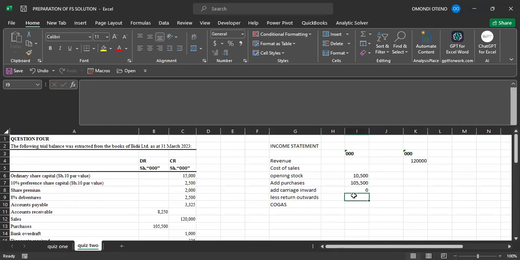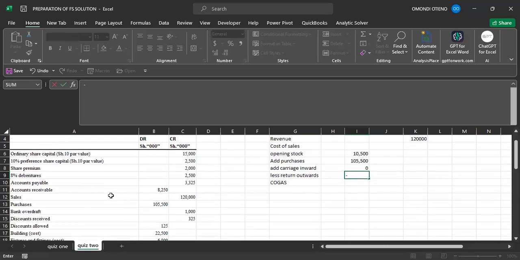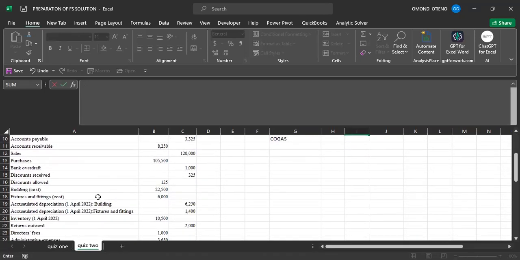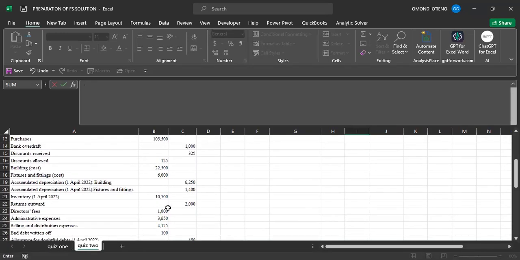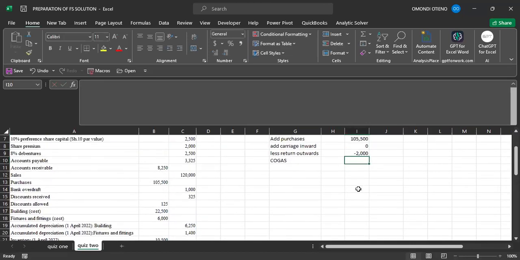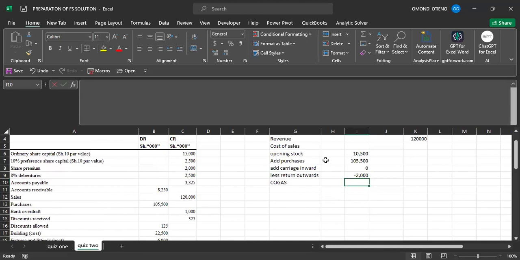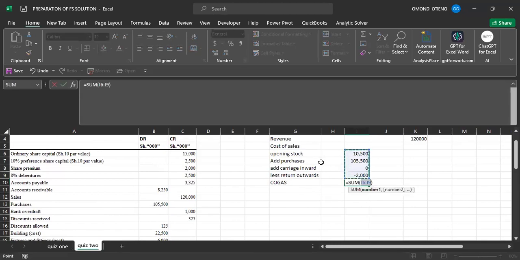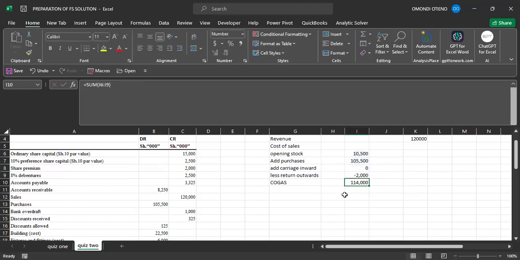Then we less return outward. Return outward, you purchased goods, but due to one reason or the other, maybe wrong package, wrong quantity, wrong quality, you have decided to return these goods to your supplier. So do we have return outwards? Yes, we have it here. Then let's get cost of goods available for sale. You have your opening, you've purchased some, you've incurred some cost, you've returned some. So when you get the summation of everything here, this is the cost of goods available for sale.